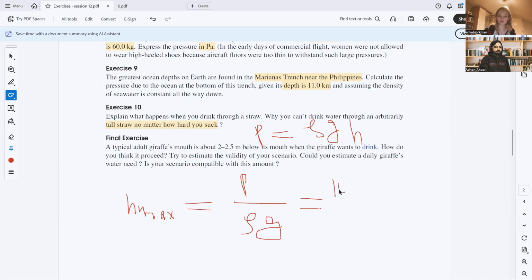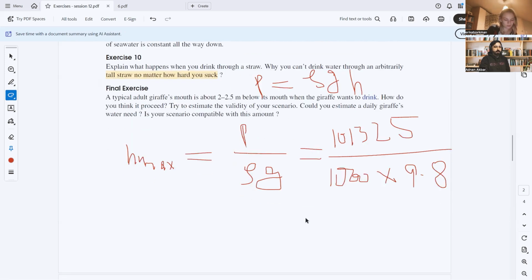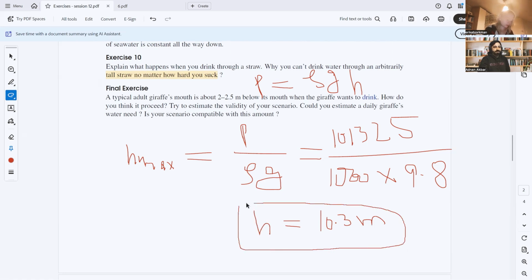Atmospheric pressure is 101,325 divided by, as we are talking about the liquid, we can use the density of water, 1000, multiplied by 9.8, and it will result in almost 10.3 meter height. 10.3 meter height, or length of the straw, is actually the limit at which you are unable to suck the liquid into your mouth.